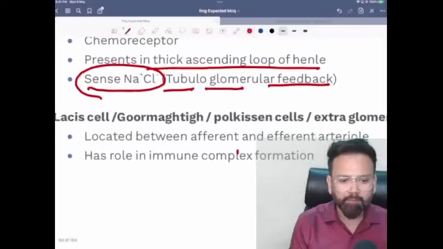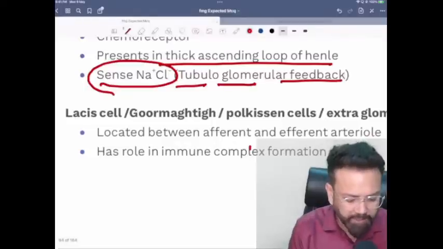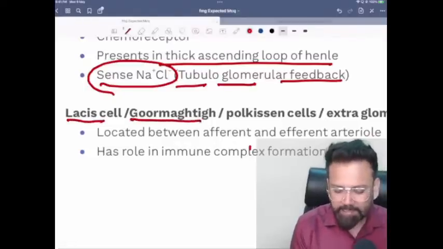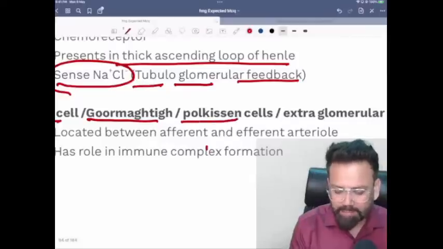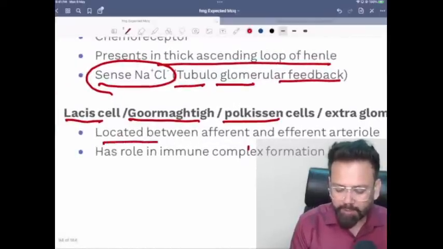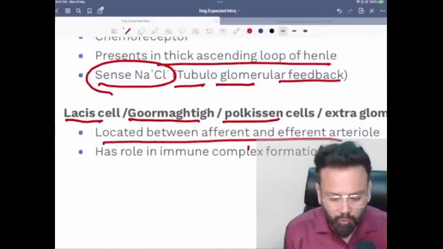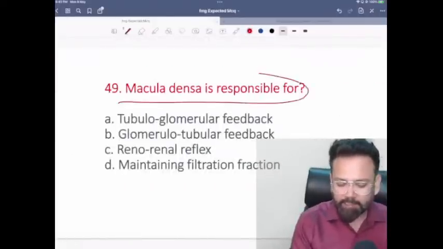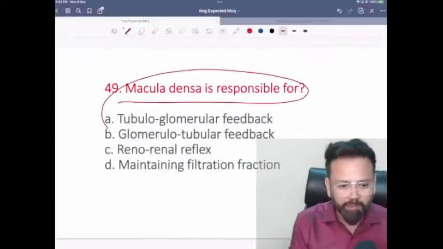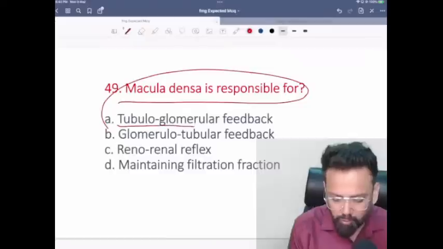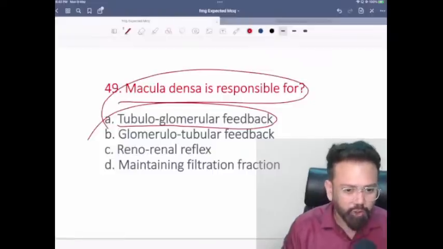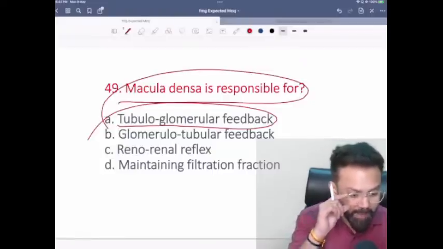Tubuloglomerular feedback mechanism. And the third cell of JG apparatus is Lacis cell, also called Goormaghtigh cell, also called Polkissen cell, and they are located between afferent and efferent arterioles. Function is not known. So these 3 are cells of JG apparatus. Macula densa is responsible for TGF, tubuloglomerular feedback mechanism.